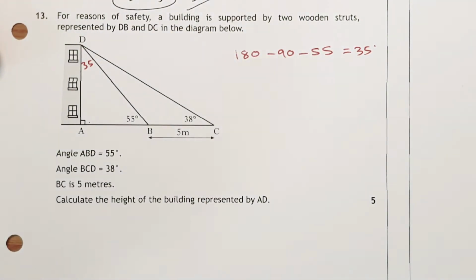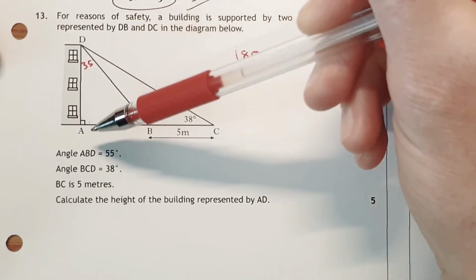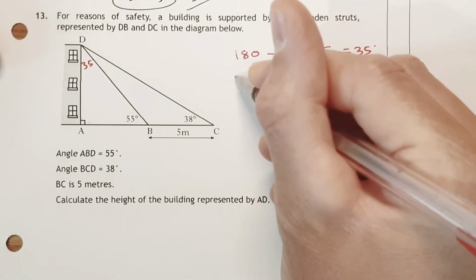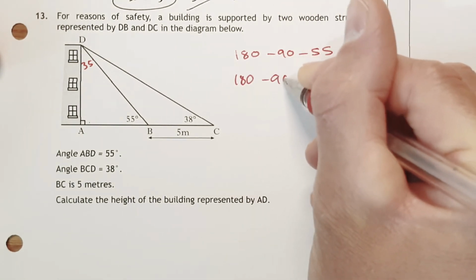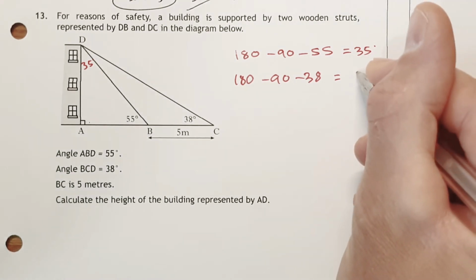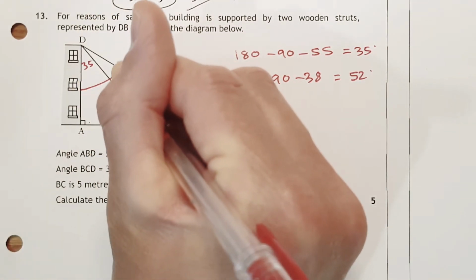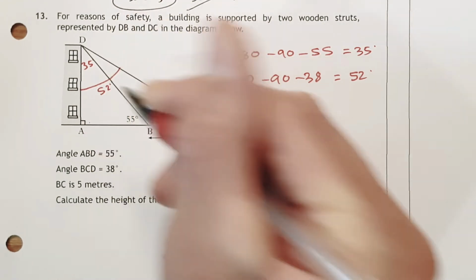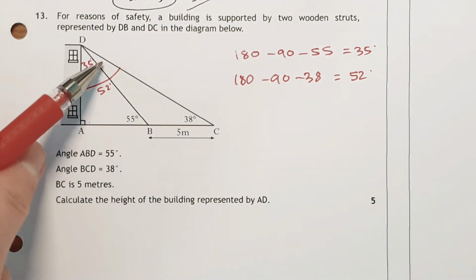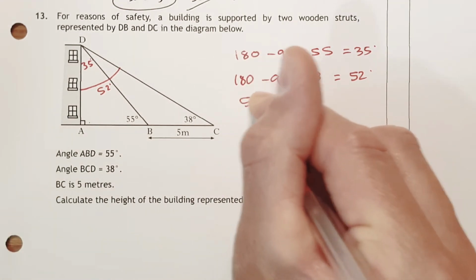Okay, so we've got that. Then if you look at this larger overall triangle, I've got 90, I've got 38. So again, if I do 180 minus 90 minus the 38 degrees, that's going to give me 52 degrees. Now 52, that's not that little one, that's this entire angle here. That's 52. So to find the smaller one, we do 52 take away 35, and you get the little one in there. So 52 take 35 is 17.